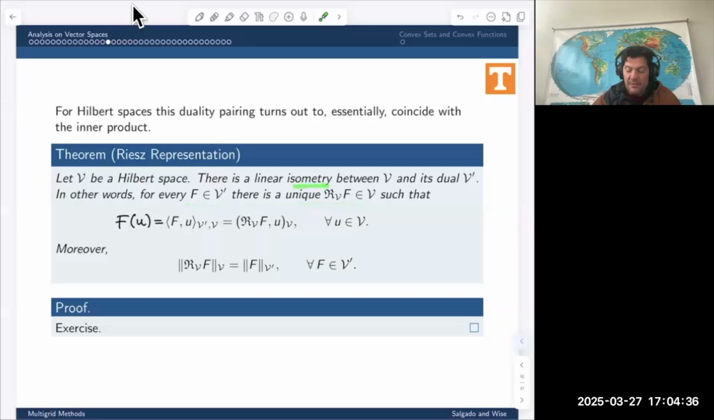The isometry part comes from the fact that the norms are the same in exactly the same way. To be honest, I always confuse these terms, at least for me they're confusing. Let me just leave it at that. Okay, so the norm of that object in V is exactly equal to the operator norm of f. The norm of the representer in V is exactly equal to the operator norm of the original f. So that's the punchline of the Riesz representation theorem. It's the second punchline. Okay, there are two.